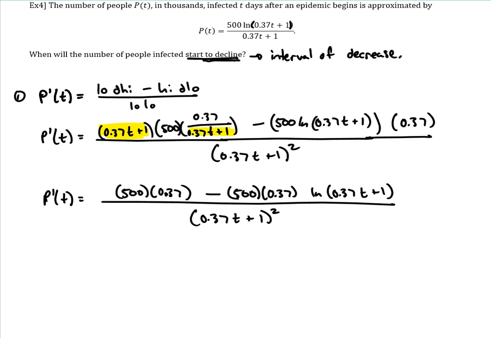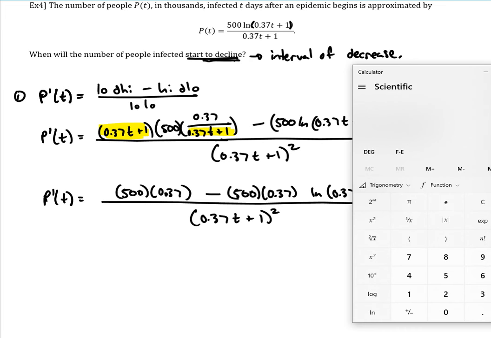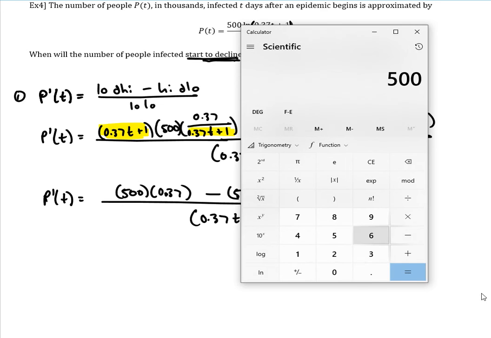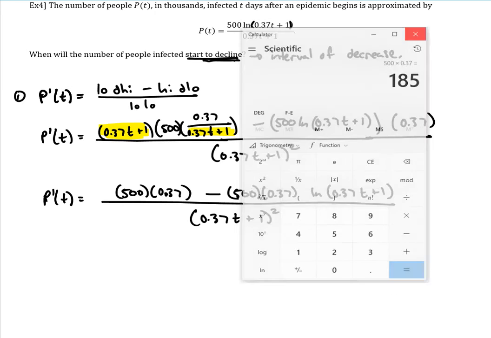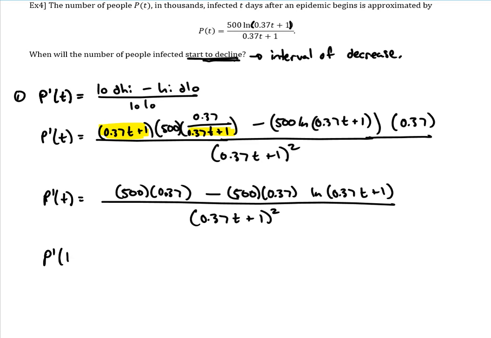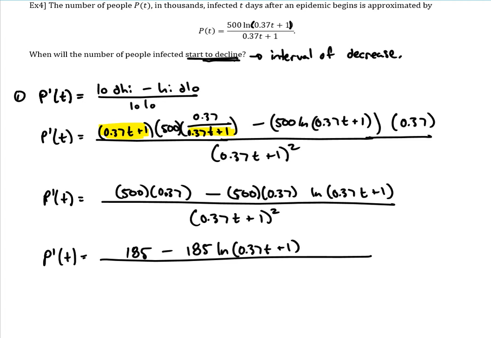Now let's multiply that 500 times 0.37. I'm going to use my computer calculator to save a little time. 500 times 0.37 is 185. So we have P prime of t, with the big fraction again: 185 minus 185 times the natural log of 0.37t plus 1, over 0.37t plus 1 getting squared.